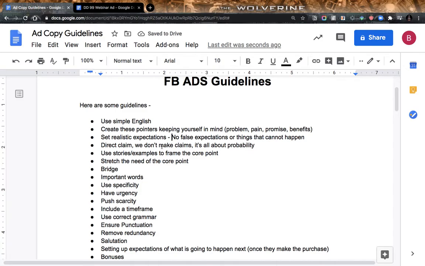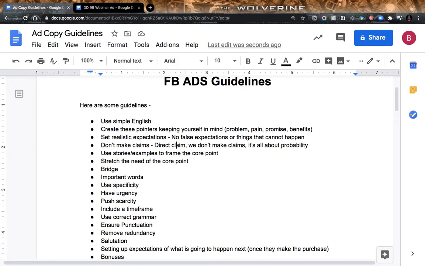Direct claim, we don't make claims, it's all about probability. So don't make claims. And again, Facebook does not like claims, especially in our niche, like make money online niche. So you cannot say that you will make this much amount of money. Whenever you say you will, immediately that's a claim. You may, that's not a claim. But again, try to use it as little as possible.